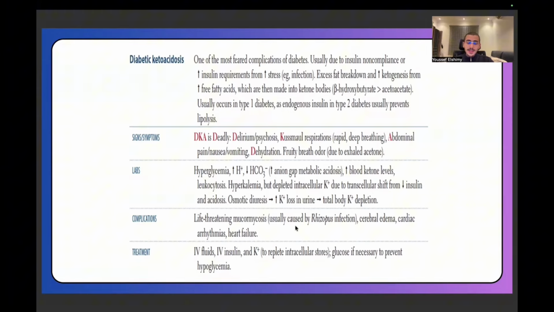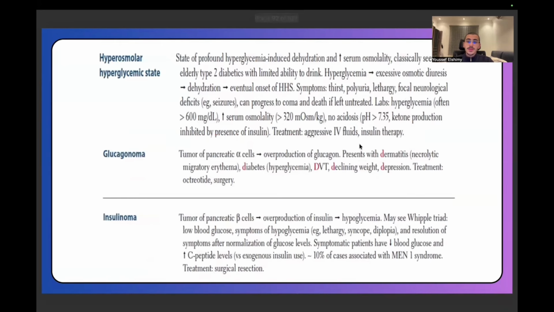Okay. And it is very life-threatening because it could lead to cerebral edema, cardiac arrhythmias, as well as heart failure. Another feared complication of diabetes is the hyperosmolar hyperglycemic state. And this is more common in type 2, especially in adults who have limited ability to drink, because whenever people grow older, they forget to drink water enough. So elderly people who have type 2 diabetes and limited ability to drink are more prone to the hyperosmolar hyperglycemic state. What happens?